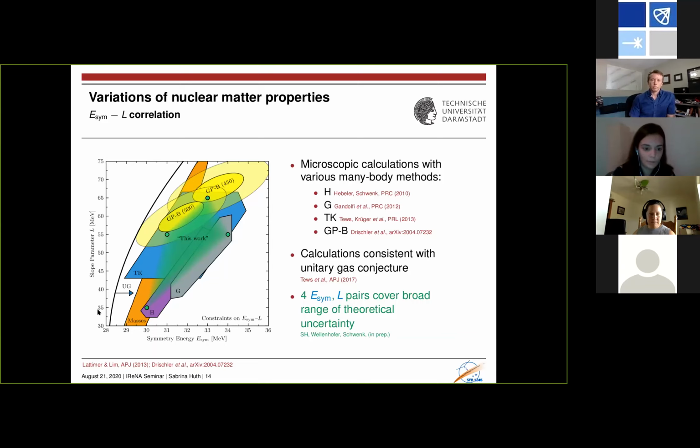But what I want to point out here is that all of them are consistent with the unitary gas boundary here from Tews et al. Okay. And now, based on this, we chose 4 pairs of the symmetry energy and the slope parameter that you see here as these green dots, in order to span a quite broad range of this theoretical uncertainty.